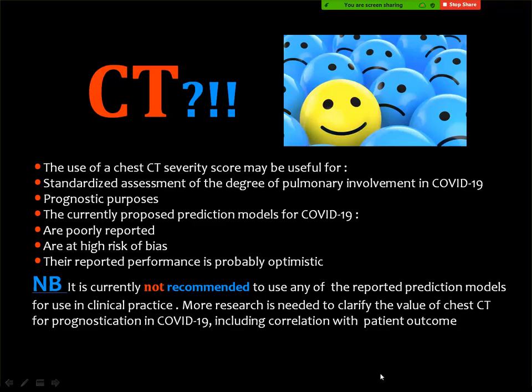This is one of the recommendations also, which do not recommend the use of any of the reported prediction models, which are frequently written in the reports as CO-RADS 5, CO-RADS 7, and so on. But these are, according to the RSNA, poorly reported, and they are at high risk of bias, and their reported performance is probably optimistic and is not a real finding.